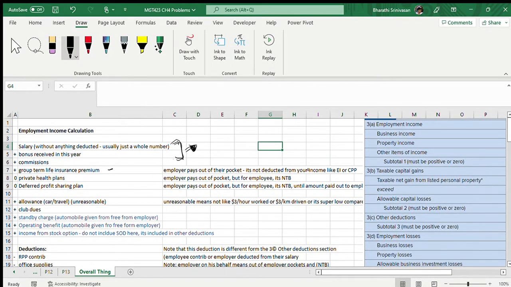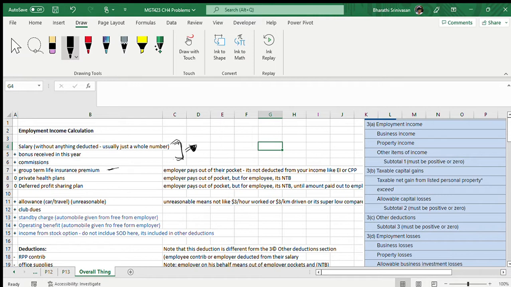So, group term life insurance premium. This is something that the employer pays out of their pocket. It's not deducted from your income like EI or CPP is. Since the employer gives you this out of the goodness of their heart, you have to add it to your income to show that it's a benefit that you get, which is why it's a taxable benefit.